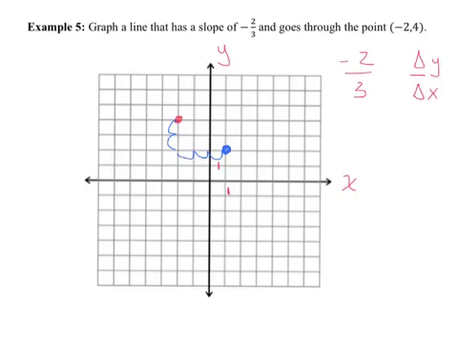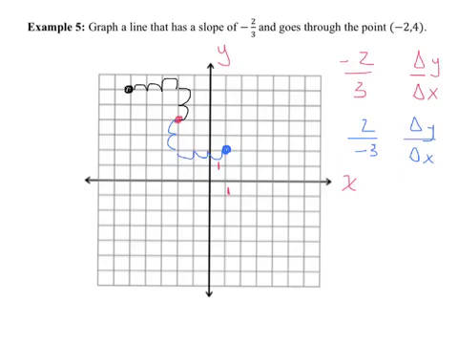But you might say, hey, Mr. Howell, negative 2/3 could also be written like this. Agreed? So then I would have a positive change in y, but a negative change in x. Well, let's take a look at what that looks like. Go up 2 for y. Up 1, up 2, and go negative for the x. There's another point right there.